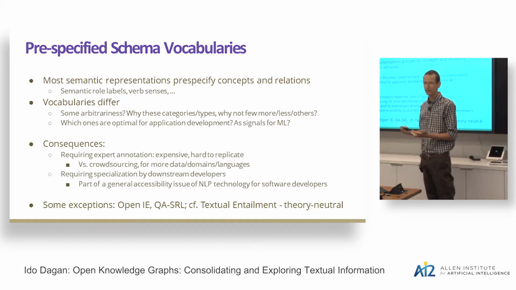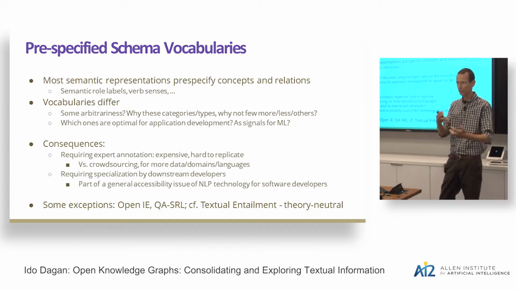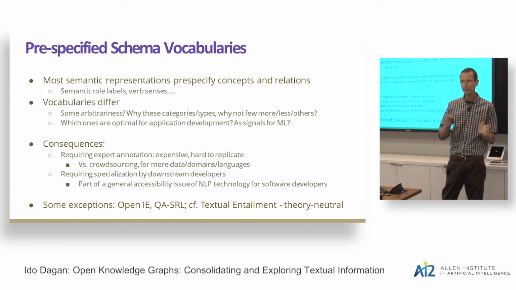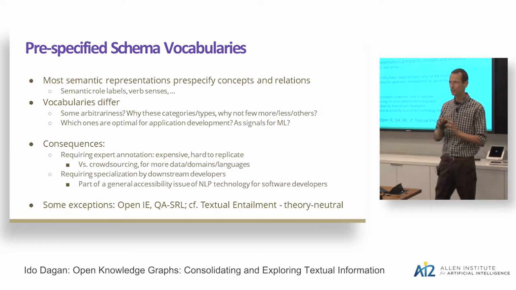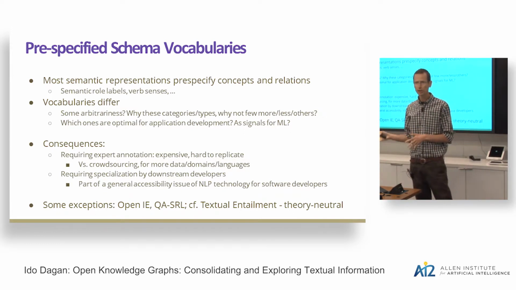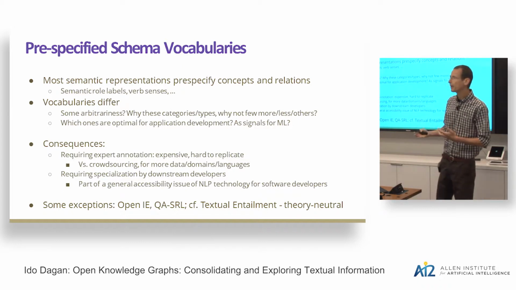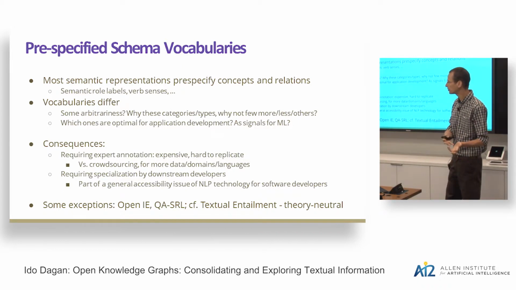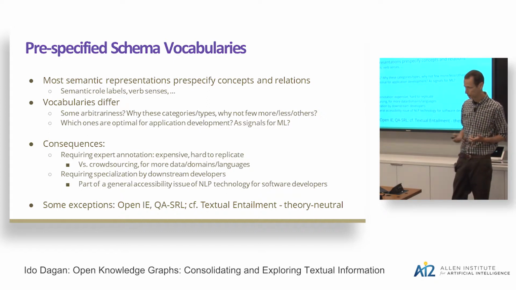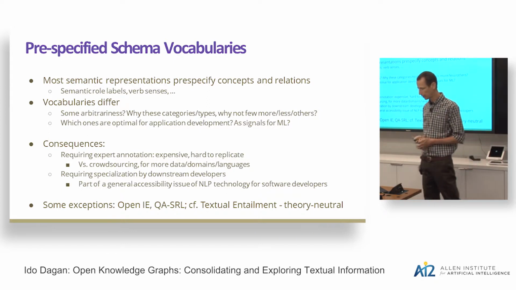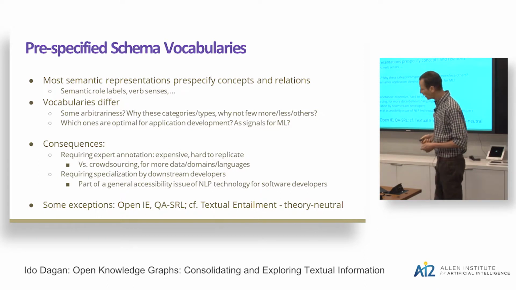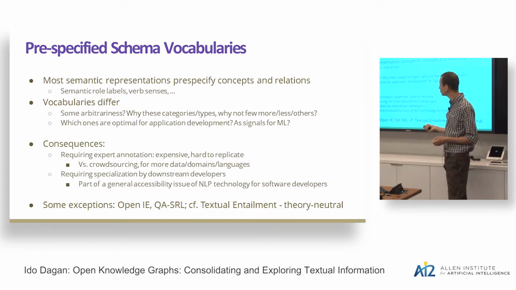When you're an application developer, usually you do refer to some of the notions in the vocabulary. And even if you're just going to feed it in a completely black box manner to a machine learning system, again, is the information encoded in the schema really the optimal one to serve as features or signal for machine learning? So there's some arbitrariness there. And there are also some consequences to this state of affairs.